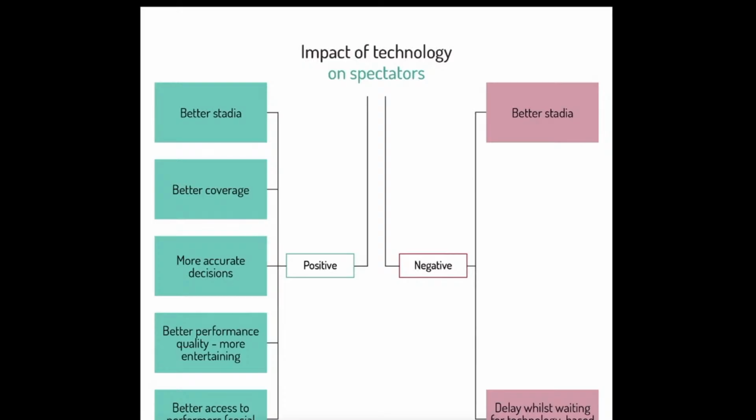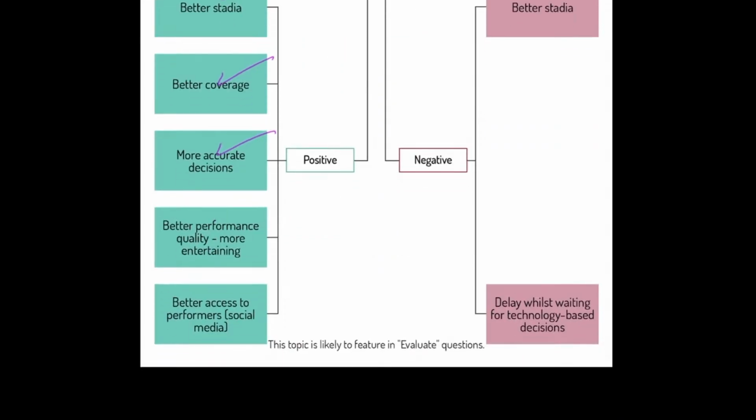So let's continue with our spectators here, on the impact of technology. We've got better stadia, better coverage, more accurate decisions. All of this is preferred by the spectator, obviously. You've got better performance quality. It's more entertaining because the technology effectively helps the performers actually get better in what they're doing.